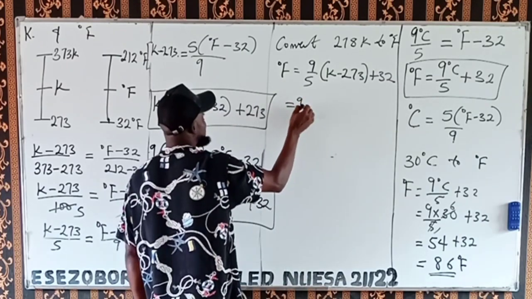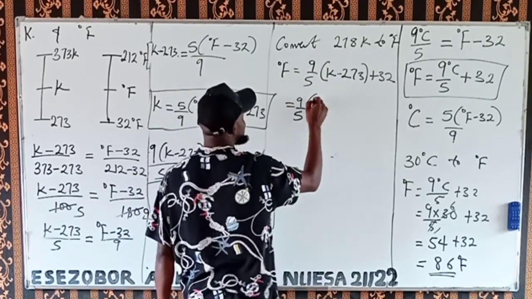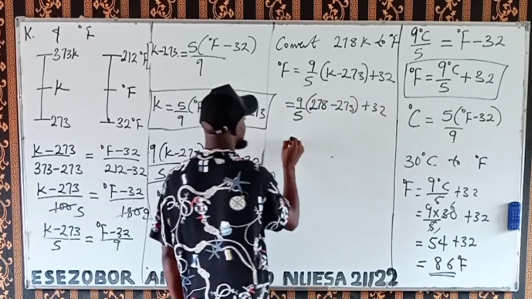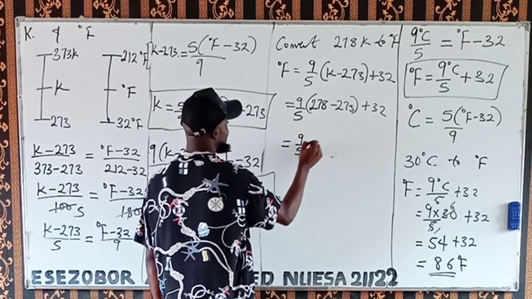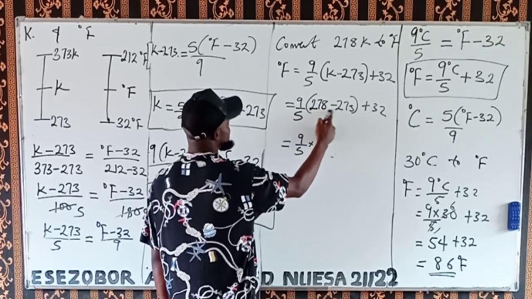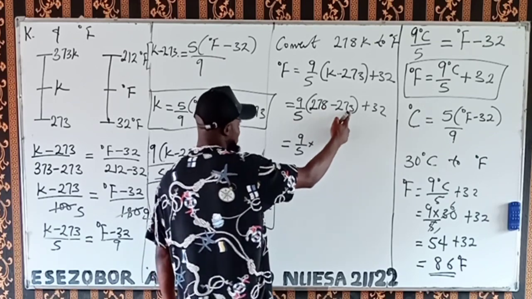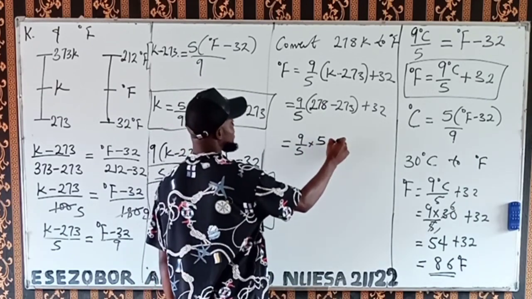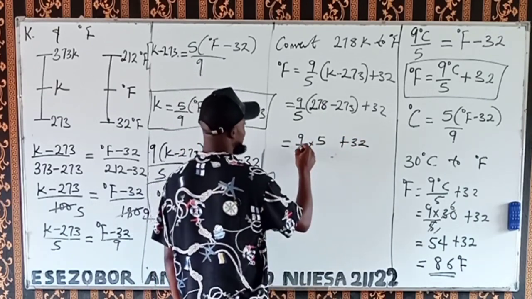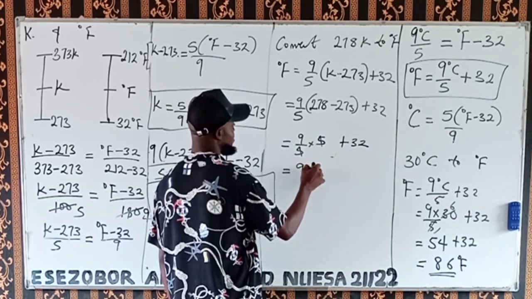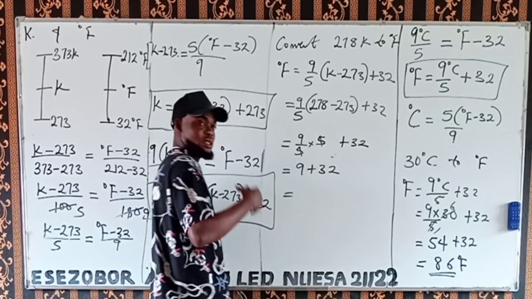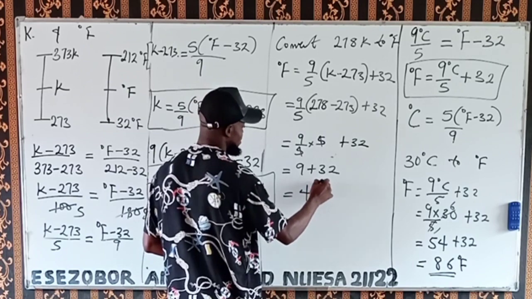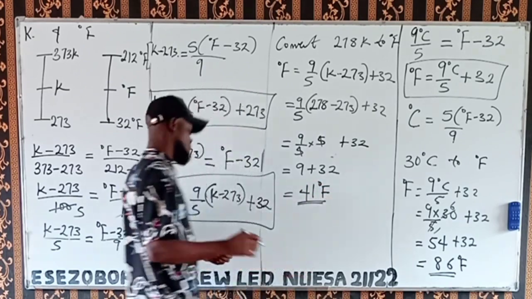So that gives us 9 over 5 times (278 minus 273) plus 32. 278 minus 273: 8 minus 3 is 5, 7 minus 7 is 0, 2 minus 2 is 0. So we have 9 over 5 times 5, plus 32. The 5 will cancel the 5, so we will have 9 plus 32, which gives us 41 degree Fahrenheit. That's our final answer.